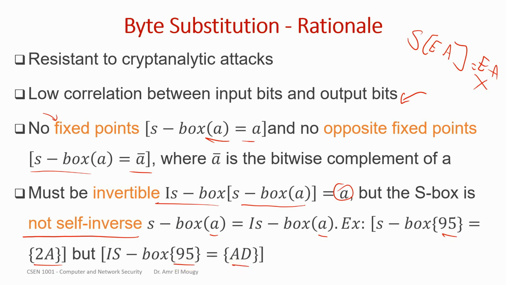So these are the key properties that you have in the design of the S box so that you would decrease the correlation between the input and the output. No fixed points, no opposite fixed points, invertible, but does not self-inverse.